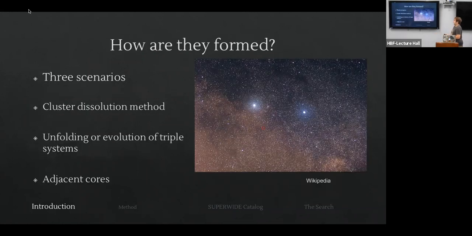So that's all well and good, but I really want to know how they form, because we really don't know that yet. There have been various scenarios pointed out over the years, and I'm going to go through three of them, the three main ones over the past decades or so. And so I'm going to first start off with this idea of cluster dissolution.